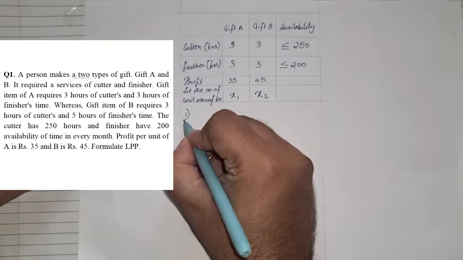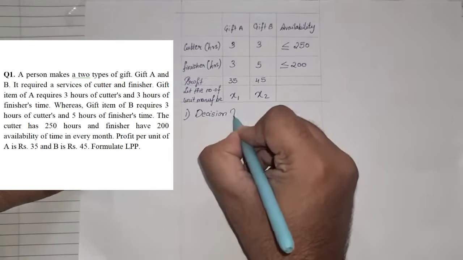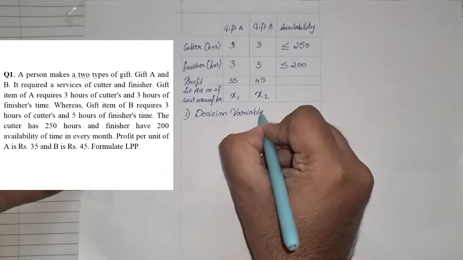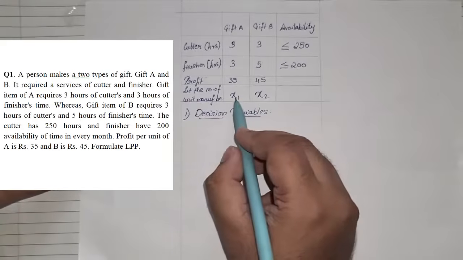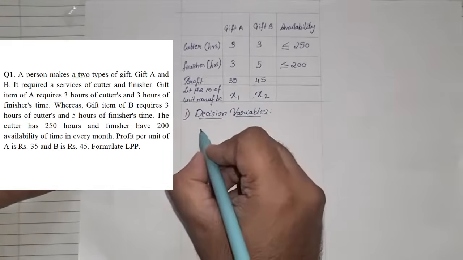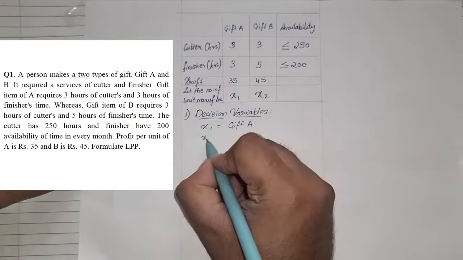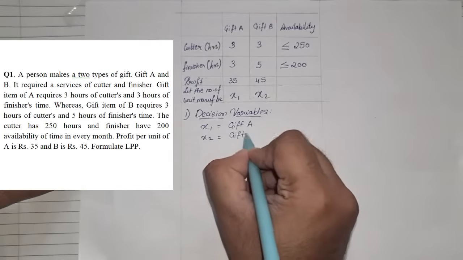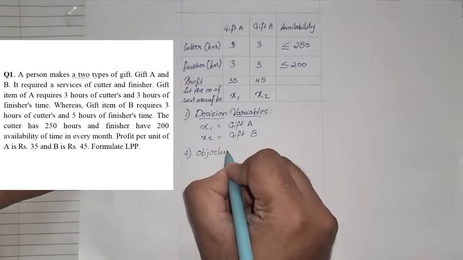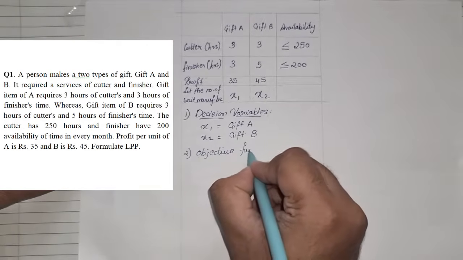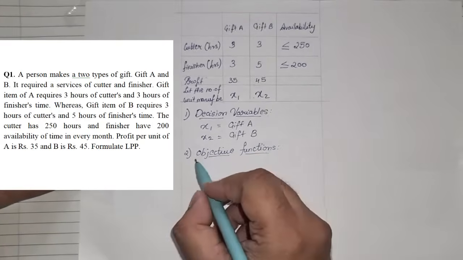The very first thing is to note down the decision variables. Decision variables mean your x, what you are naming as x1 and x2. So we'll write here x1 equals gift A and x2 equals gift B. That's the first thing. The second thing is the objective function. The objective function tells whether the sum is based on maximization or minimization.